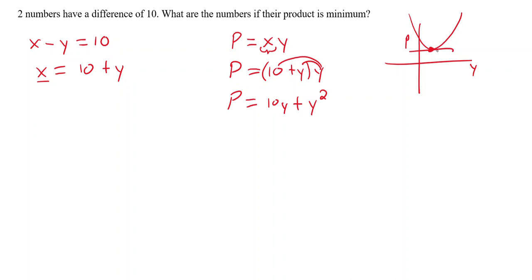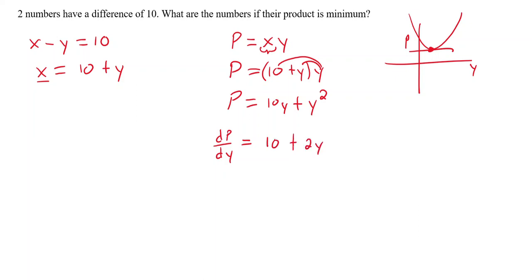So we want to take the derivative, set it equal to 0. So let's take the derivative of this. And this time, just to change it up, I'm going to write this in Leibniz notation. So we'll say dp, and then this is going to be in terms of y. So dp dy. Really just another way of saying the derivative of the product in terms of y is equal to, and then this would be just 10 plus 2y.